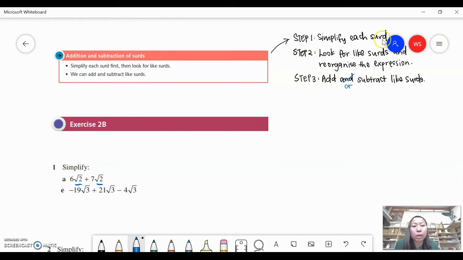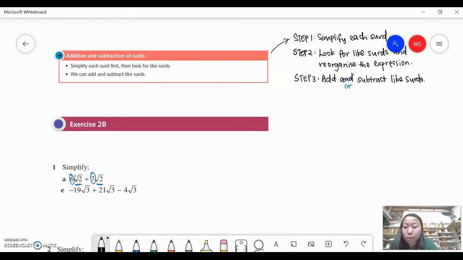So just jumping to step 2 where we look for like surds. So they are like surds. This means that we can add their numbers on the side together, right? So just like algebra, you're adding your coefficients. Same thing over here. You're just adding the 6 and the 7 together on the next step itself.